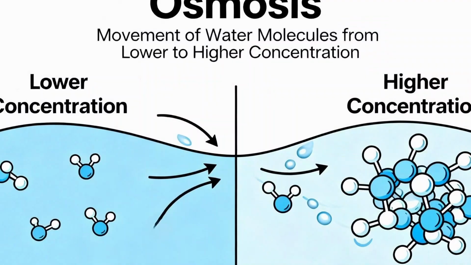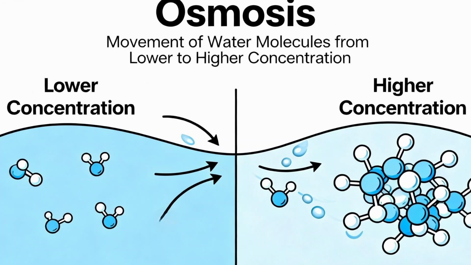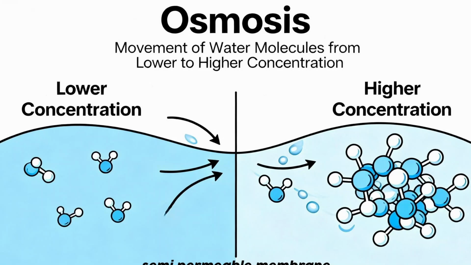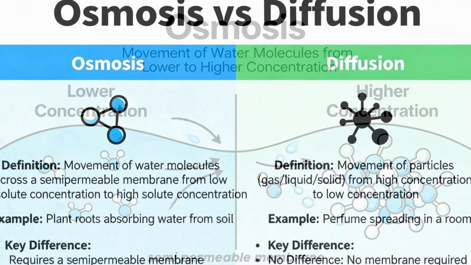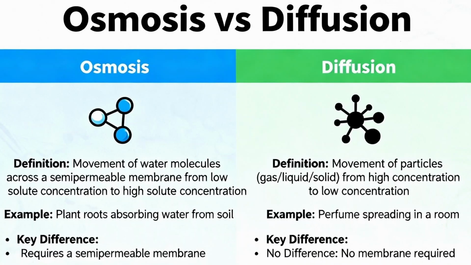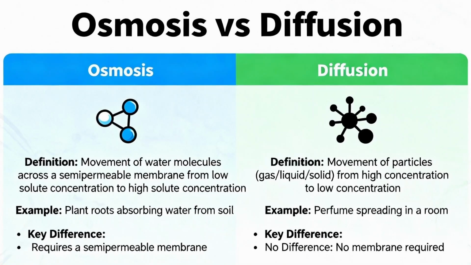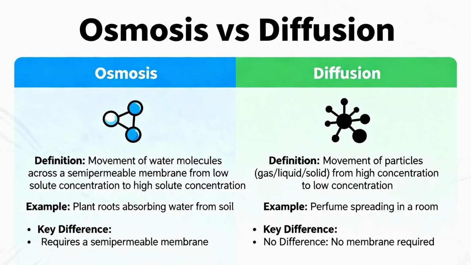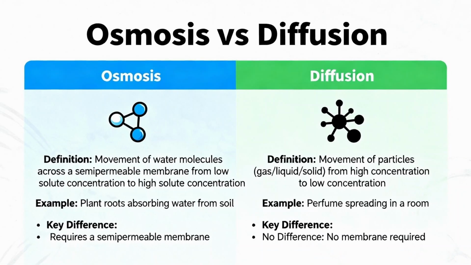What is osmosis? Osmosis is the movement of water molecules or solvent from the region of lower concentration to the region of higher concentration through a semi-permeable membrane. You understand? So that's a difference. There's a difference between osmosis and diffusion. You remember that in diffusion, the molecule has to move from the region of higher concentration to that of lower concentration. But in osmosis, it moves from the region of lower concentration to the region of higher concentration through a semi-permeable membrane. So this is the definition of osmosis.